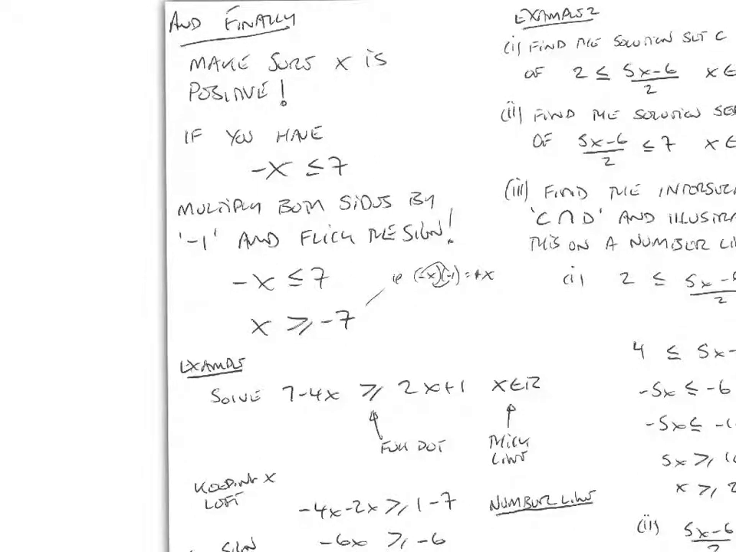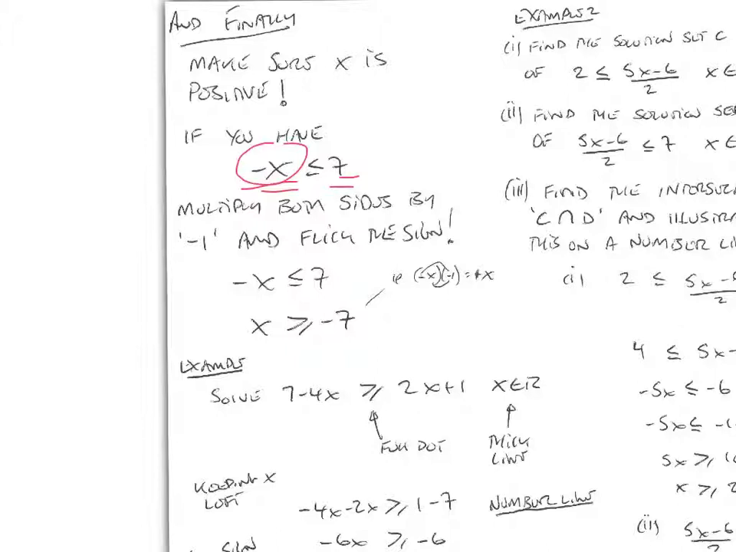And finally, final piece of information before we start doing the problems. Our answer has to be positive x is less than or equal to, or greater than or equal to, some value, not negative x. So we have to make sure we end up with a positive x, and how we do that is we just multiply both sides by -1, okay?